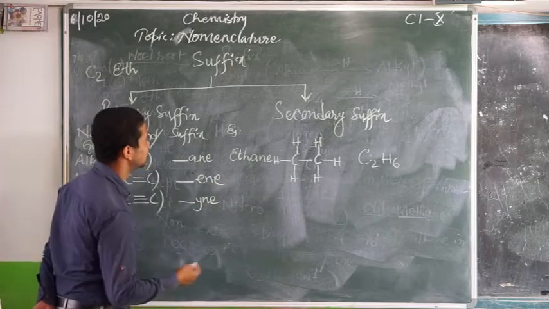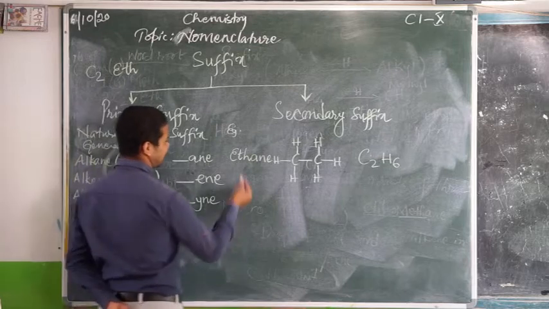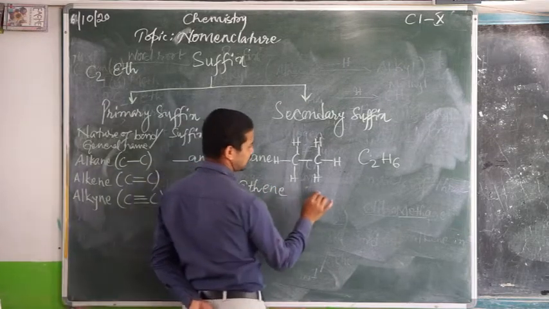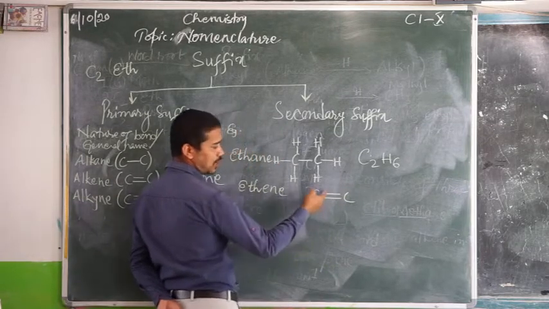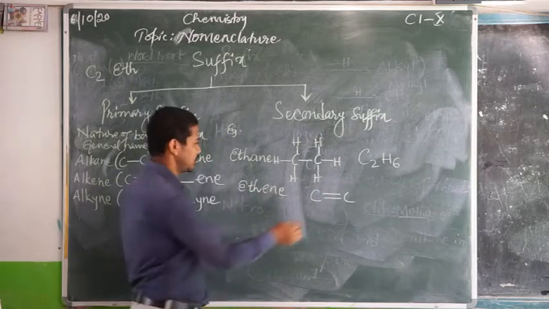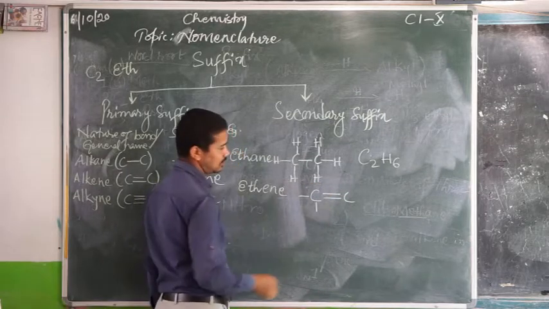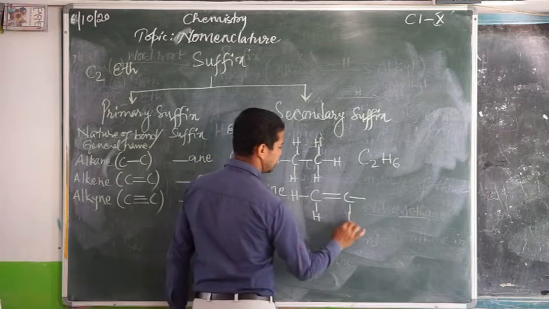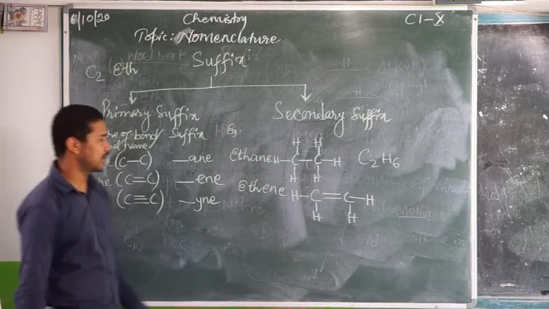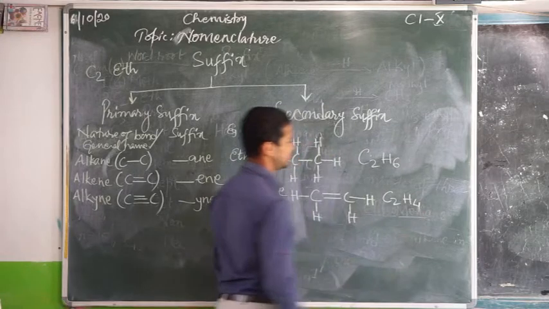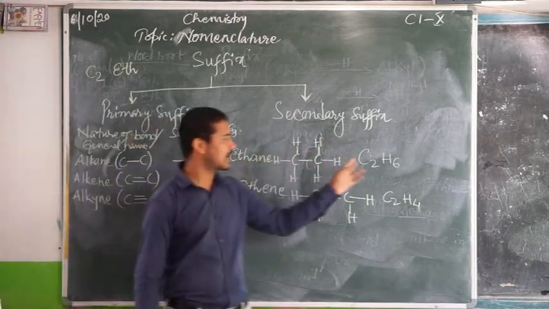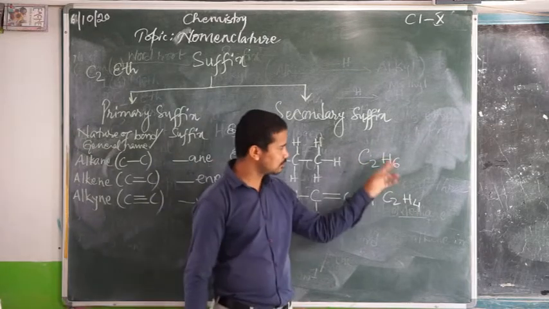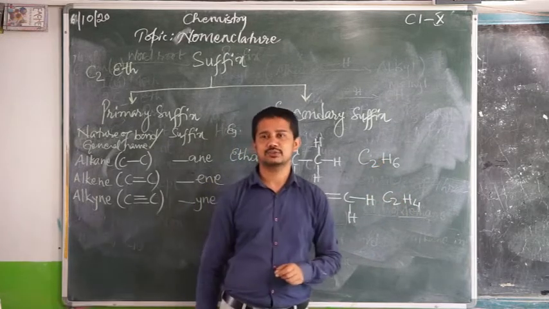Then if the carbon number is 2 and there is a double bond, it will be ene. So what will be the structural formula? C double bonded to C, each carbon with 4 arms. Then fill hydrogen. As the general formula for this is CnH2n, it is C2H4, ethene. What is the difference between ethene and ethane? Number of hydrogen is more here and less here. That's why ethane is saturated and ethene is an unsaturated hydrocarbon.